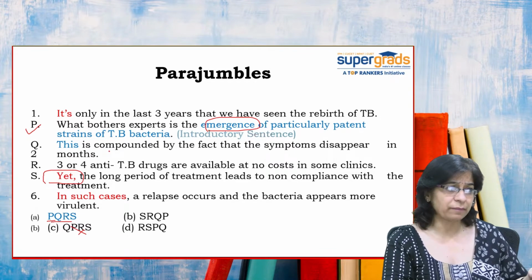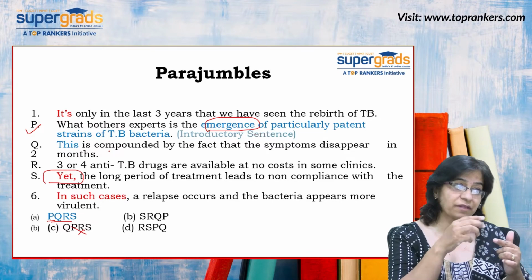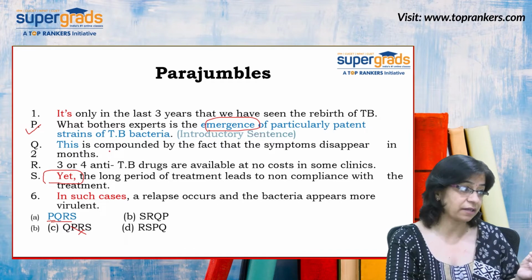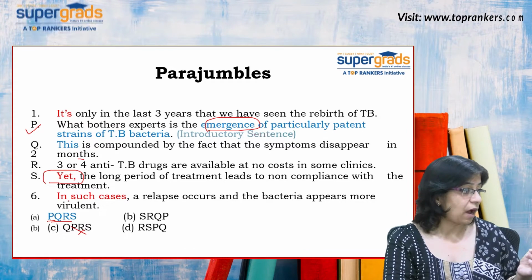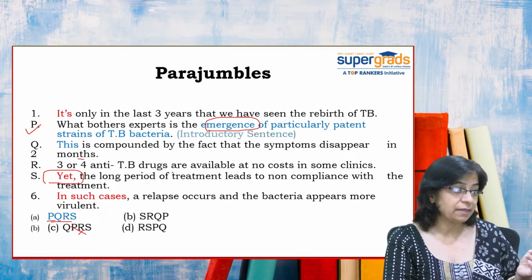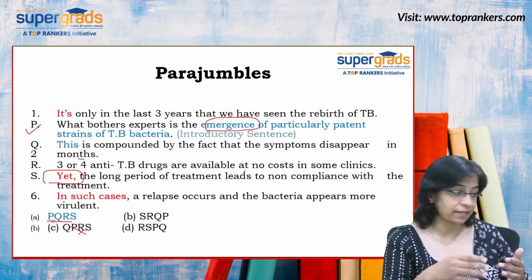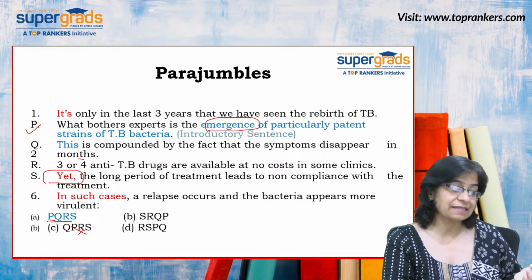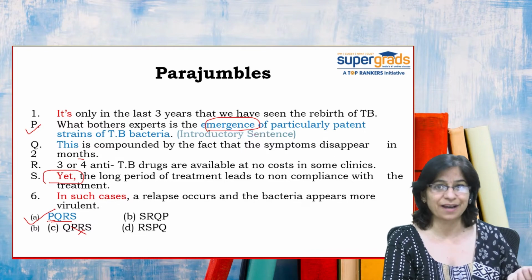This is compounded by the fact. Now see, what is compounded by the fact? The previous statement, the emergence of particularly potent strains of TB bacteria, that the symptoms disappear in 3 months. Then, 3 to 4 anti-TB drugs are available at no cost. So now we are coming to the next section. Yet the long period of treatment leads to non-compliance with the treatment. In such cases, a relapse occurs. So this makes option A the most appropriate answer choice.